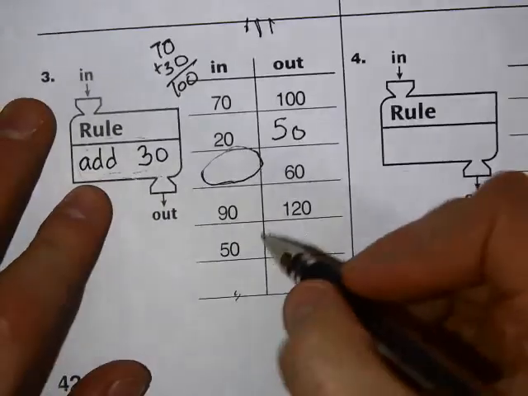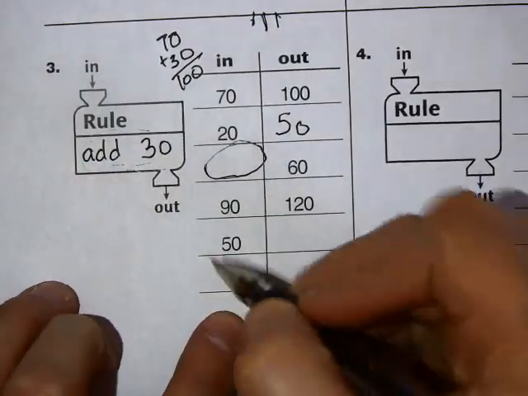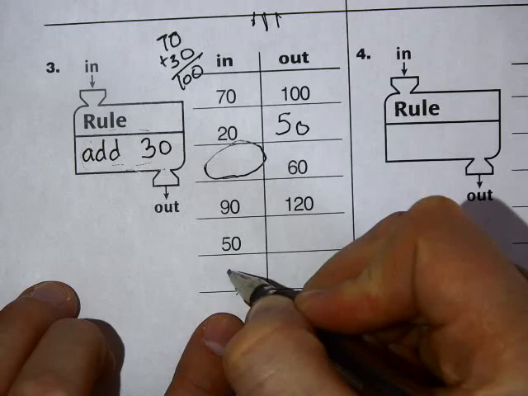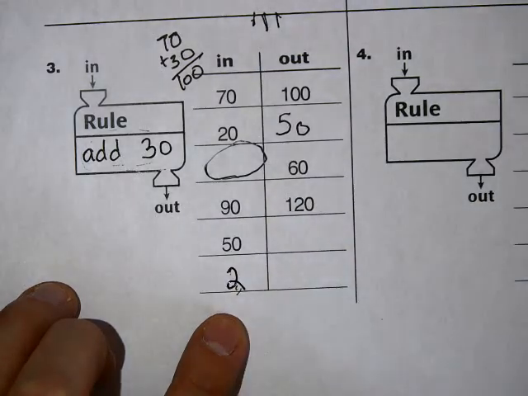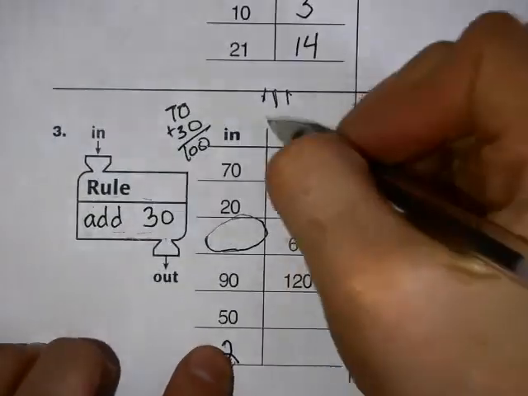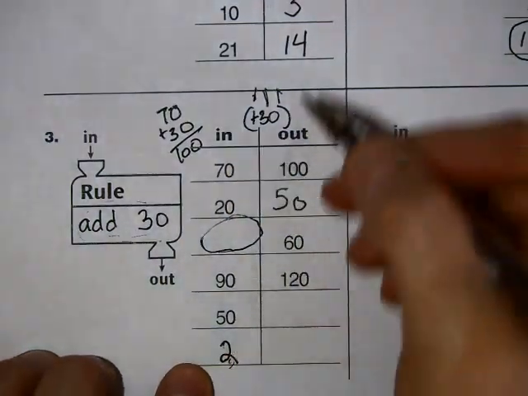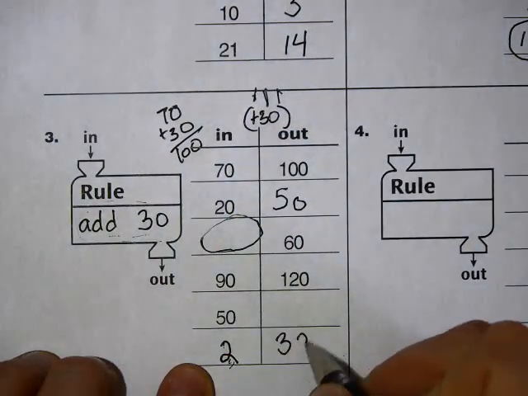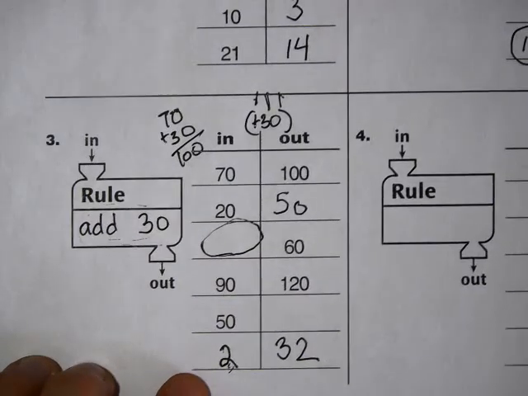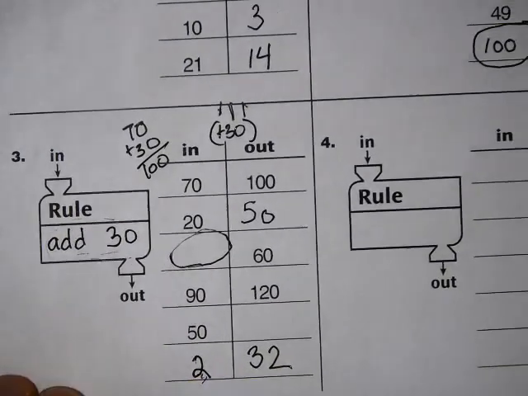Oh, and good, for this one I get to make up my own numbers again. So for this one, I'll make it easy on myself. I'm going to do 2. So I want to add 2. Well, I forgot to write my rule right up here so I could remember it. I'm going to do 2 plus 30, and I would get 32. Okay, and you can make up your own at home.